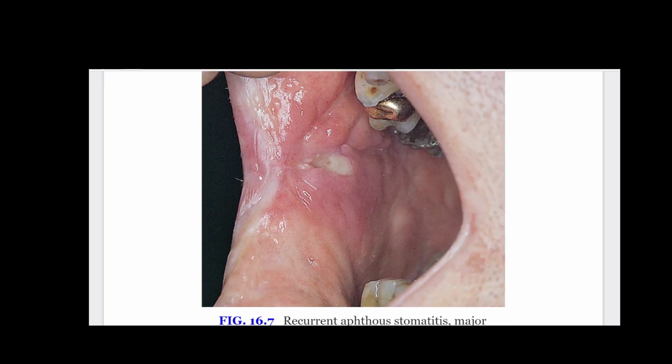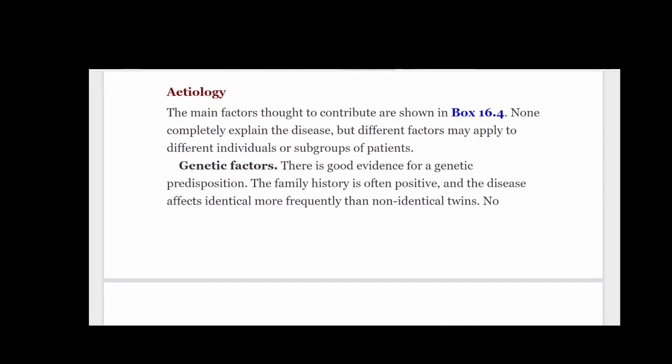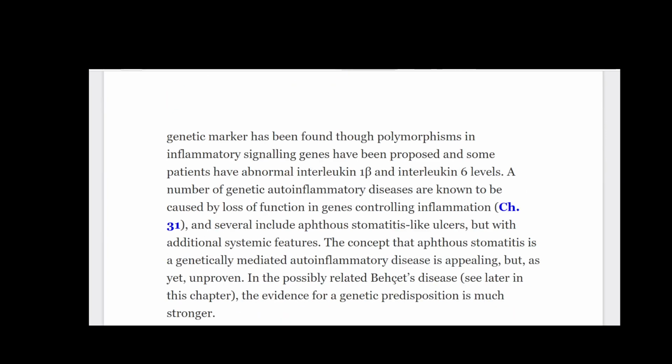Etiology. The main factors thought to contribute are shown in box 16.4. None completely explain the disease, but different factors may apply to different individuals or subgroups of patients. Genetic factors. There is good evidence for a genetic predisposition. The family history is often positive, and the disease affects identical twins more frequently than non-identical twins. No genetic marker has been found, though polymorphisms in inflammatory signaling genes have been proposed, and some patients have abnormal interleukin-1 beta and interleukin-6 levels.